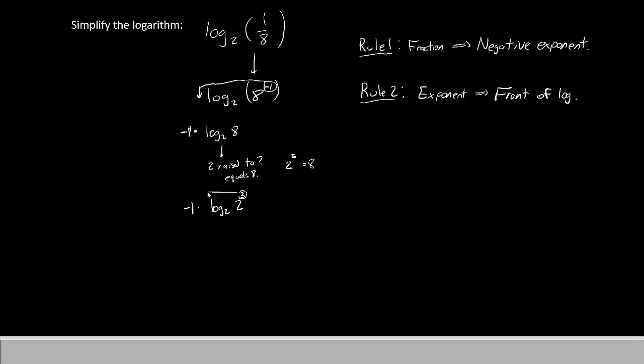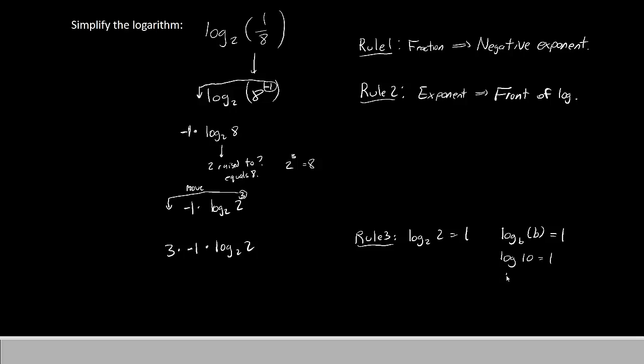Once again, you can take the 3 and move it down in front of all this, and rewrite it as 3 times -1 times log base 2 of 2, which leads me to rule 3. If you have log base 2 of 2, the result is simply 1. In fact, if you have any log base b, and you're taking it on the number b as your argument, the answer is simply 1. So common log of 10 is also 1, and natural log of e is also 1.